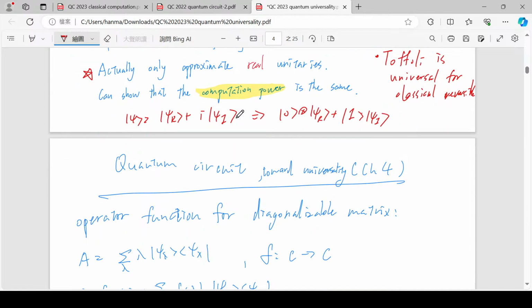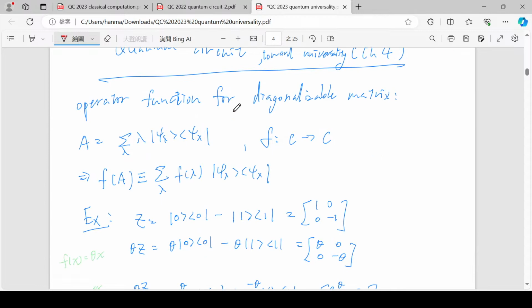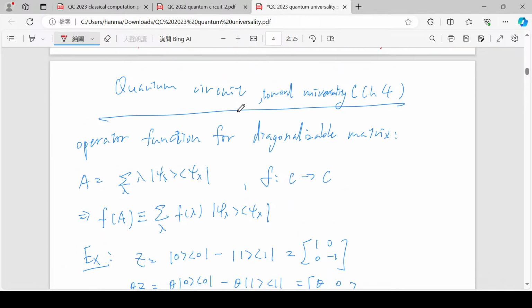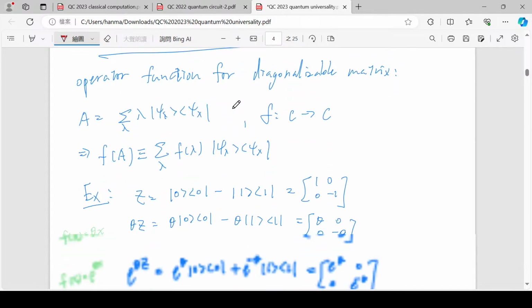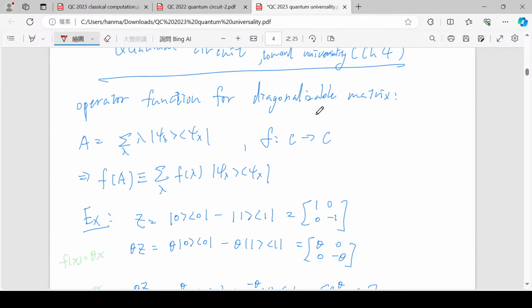If not, yeah, let's see more about quantum circuits. Okay, so those are some useful, interesting properties about quantum circuits. And first, we want to say a little more about basic matrices. So we want to define function of matrices, but only on diagonalizable matrices.